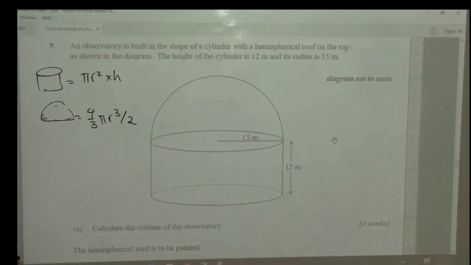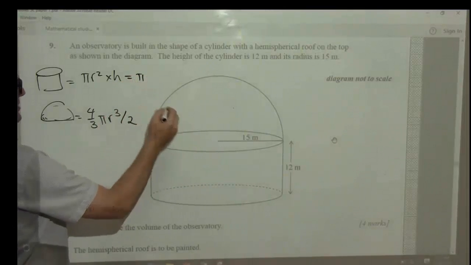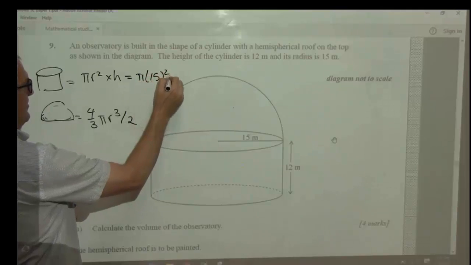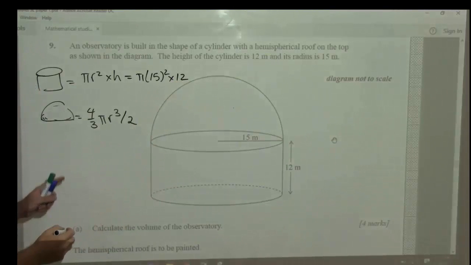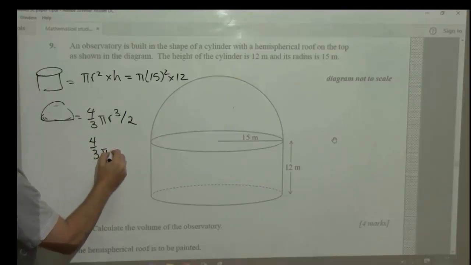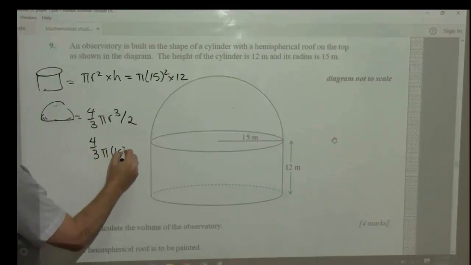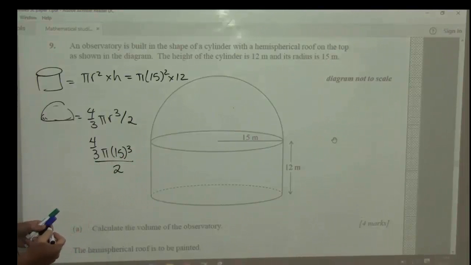Now I just need to plug numbers in and do some calculating. It'd be worth writing down this work as you go. So we have pi, the radius 15 squared, times the height, which is 12. And for the hemisphere, we just have 4/3 pi, again the radius cubed, but all of that's going to be divided by 2. I'll probably do that divide by 2 step last. Now we'll just take a moment to work all of this out on our calculator and get the answers that we need.